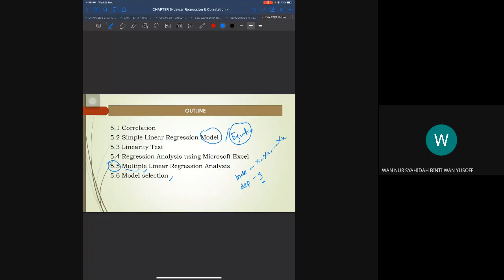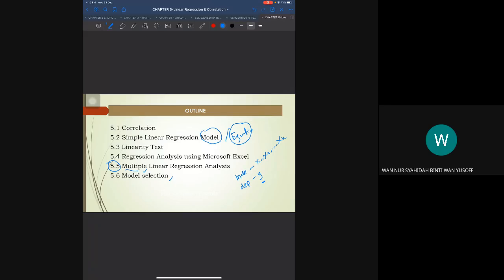For both types of regression, we still have hypothesis testing involved. That hypothesis is about the relationship between the variables. By using the sample data, we need to test whether they are related or not for the population.